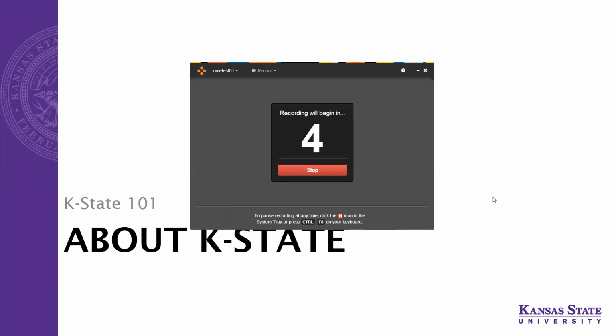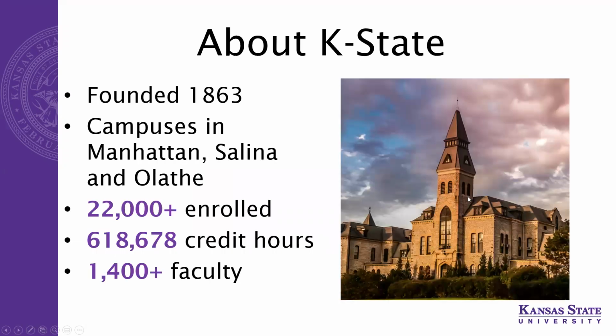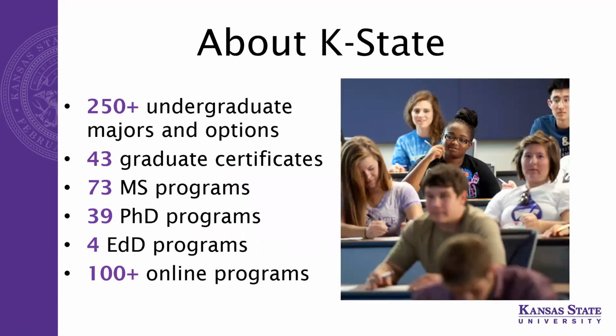So there's 5, 4, 3, 2, and now I'm recording. So at this point, you can use PowerPoint just like you've always used PowerPoint, and click to the next slide. This is just a little presentation about K-State. I can talk about how it was founded in 1863 and it has campuses in Manhattan, Salina, and Olathe. I can go to the next slide, talk about the various majors and options and programs at K-State.